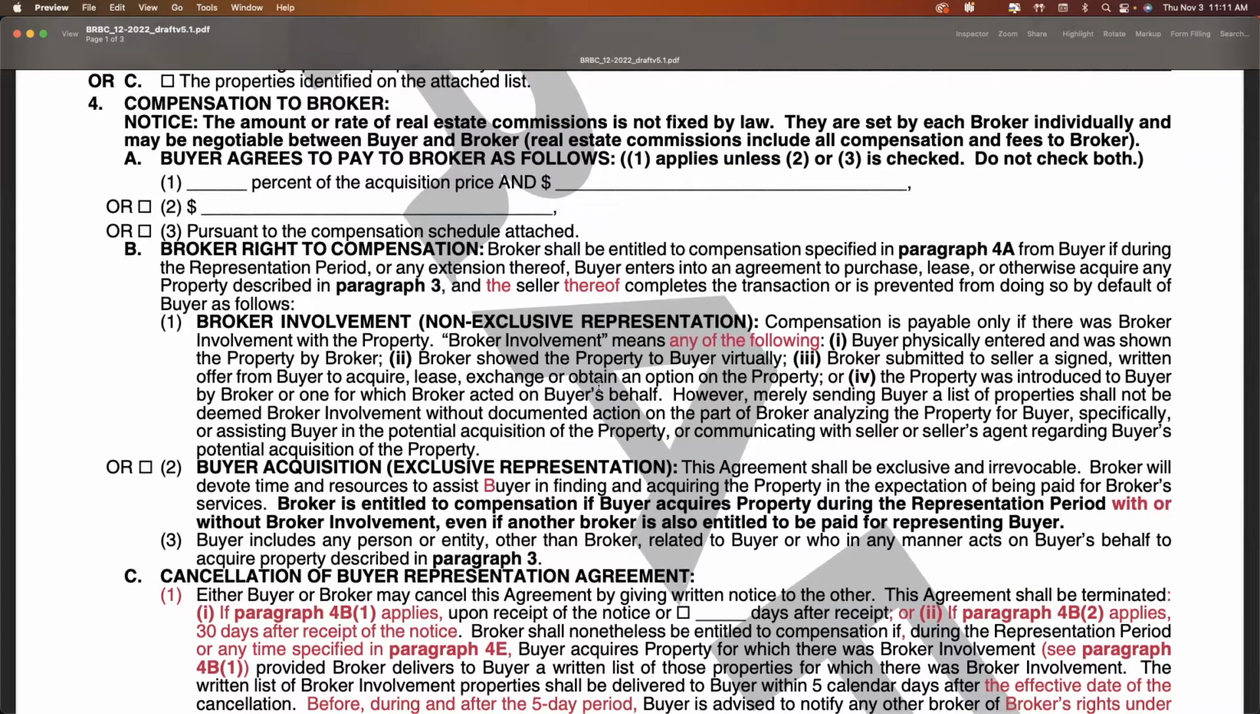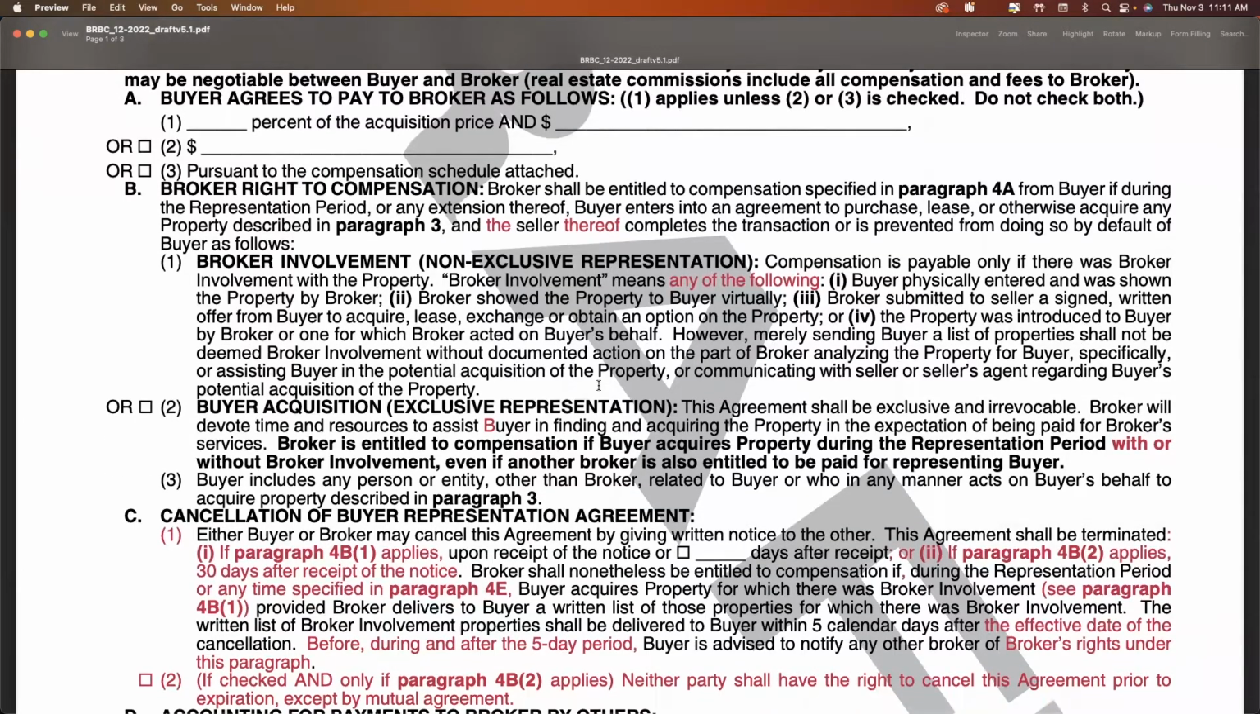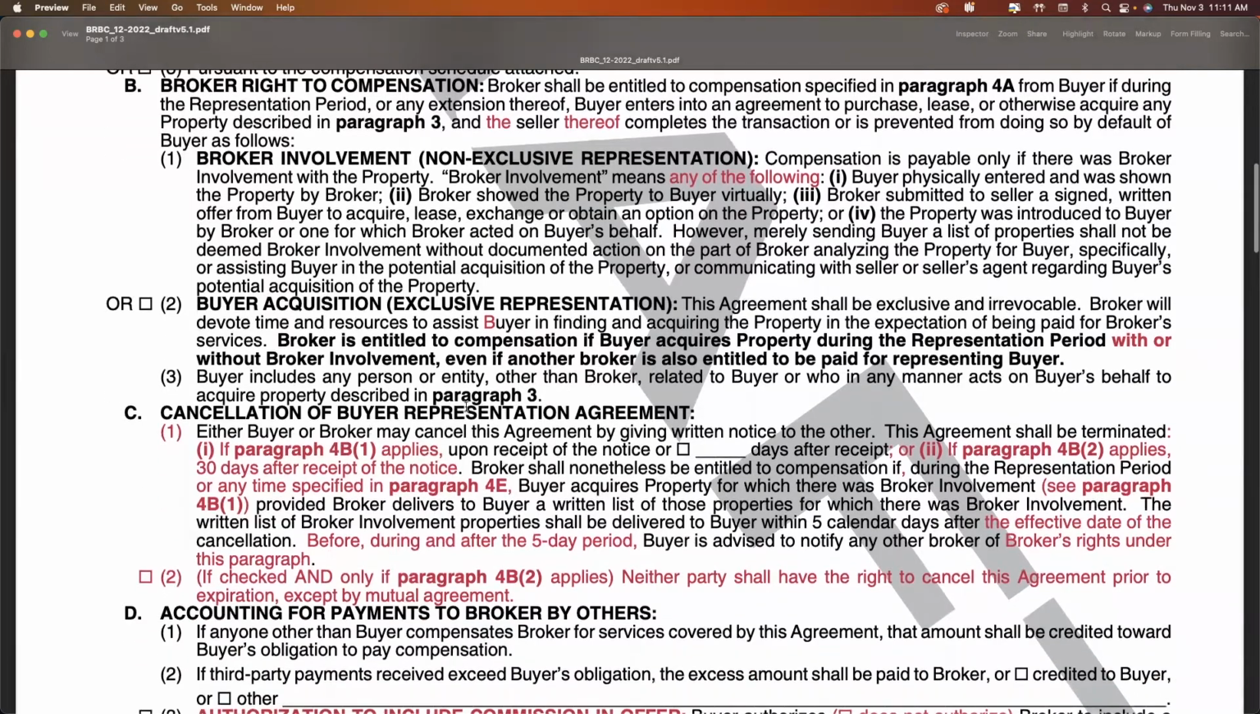It's pretty much the same form as the buyer representation agreement was. They've just changed it to state that it's about compensation, not representation only. There is a new form that goes with it to cancel the buyer representation agreement. Like the listing agreement that we have, there's a cancellation of listing form. There is now a cancellation of buyer representation and compensation form. I'll show that to you guys in a second.